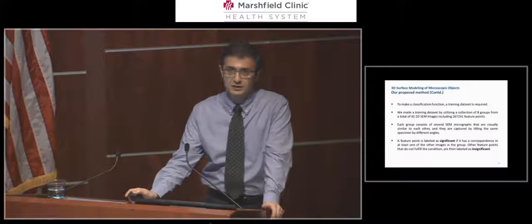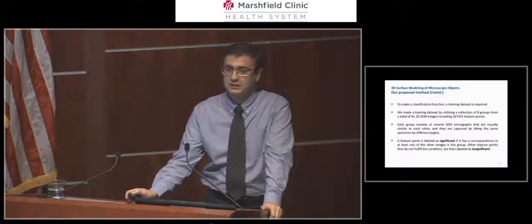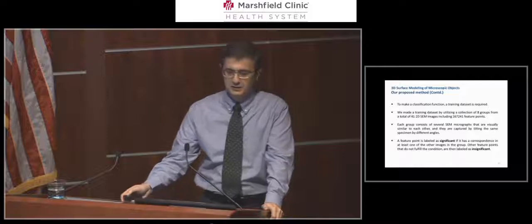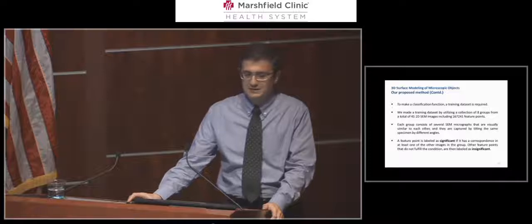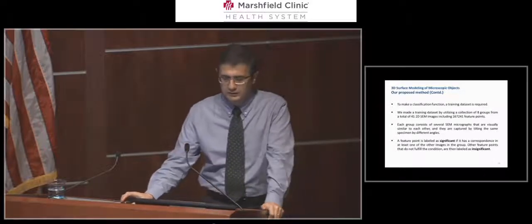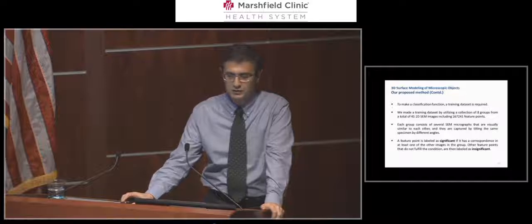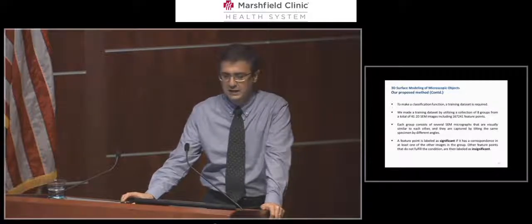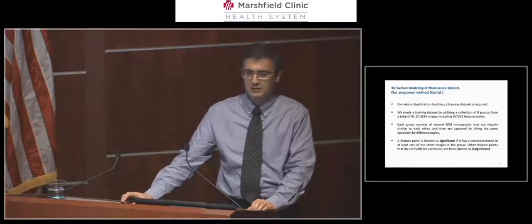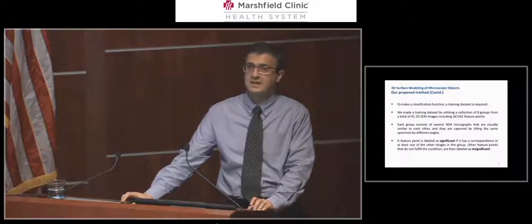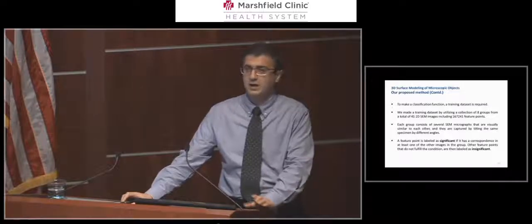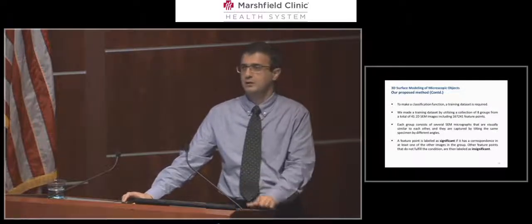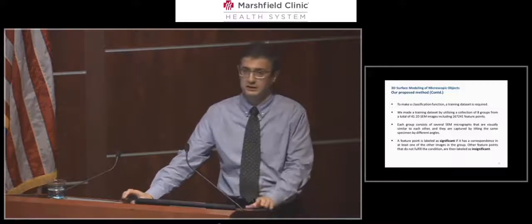To make a classification function, as you know better than me, a training data set is needed. We made a training data set by utilizing a collection of 8 groups from different SEM images, including almost 167,000 feature points. Each group consists of several SEM micrographs that are visually similar to each other, and they are captured by tilting the sample stage by different angles. A feature point is labeled significant where there is a correspondence in the image set. Otherwise, we call it insignificant. So the problem of machine learning here is kind of binary classification.